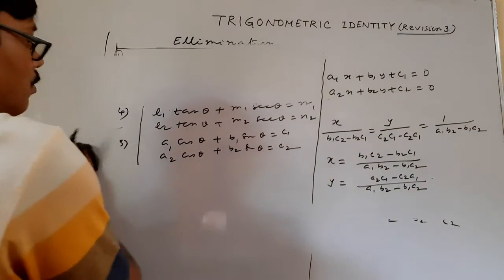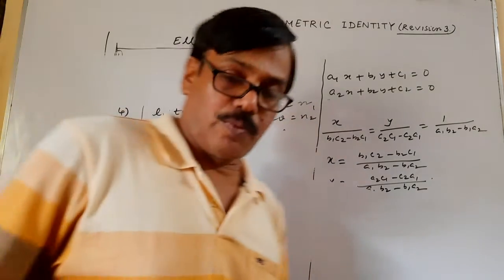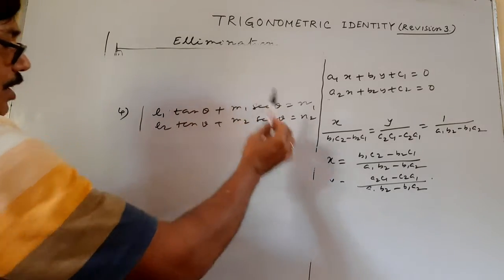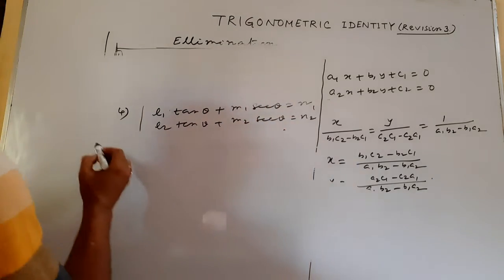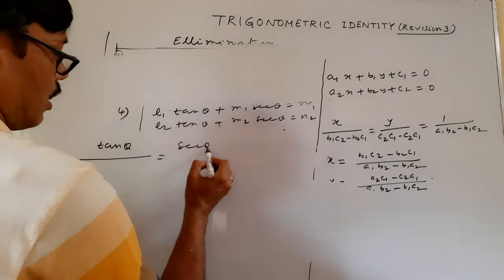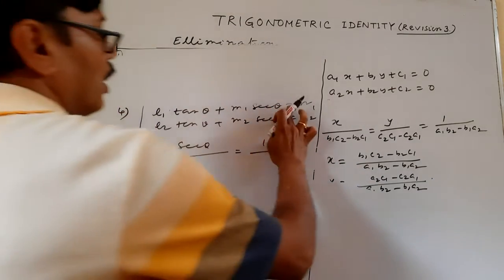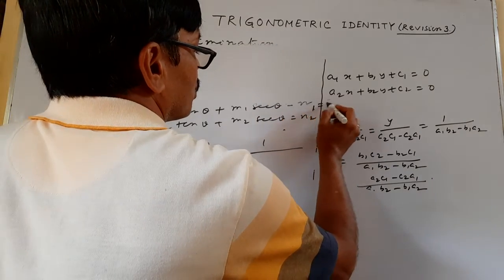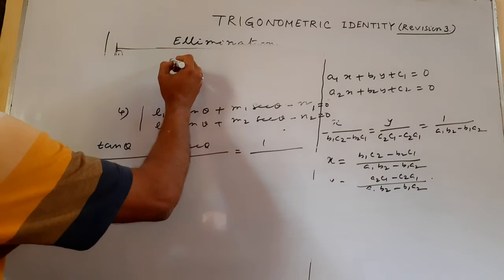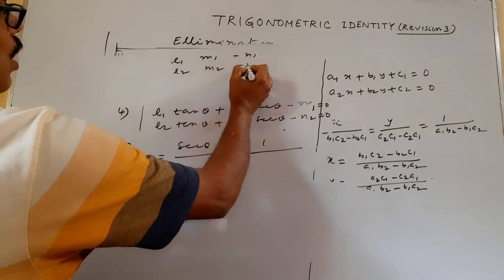So look, problem number 4. The method of cross multiplication is applicable if these and these are in vertical position. So what is tan theta? This is tan, this is sec, and this is 1. So we can write minus n1 equals 0, minus n2 equals 0, so L1 m1 minus m1, L2 m2 minus m2.